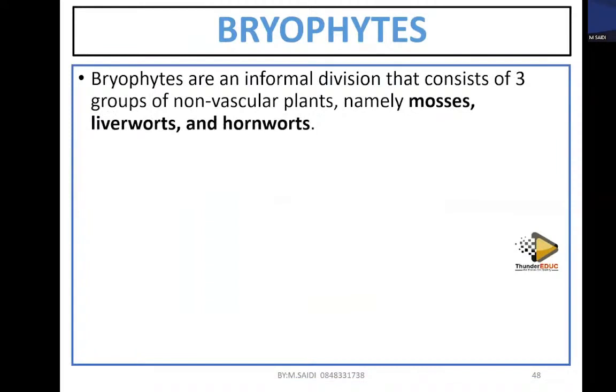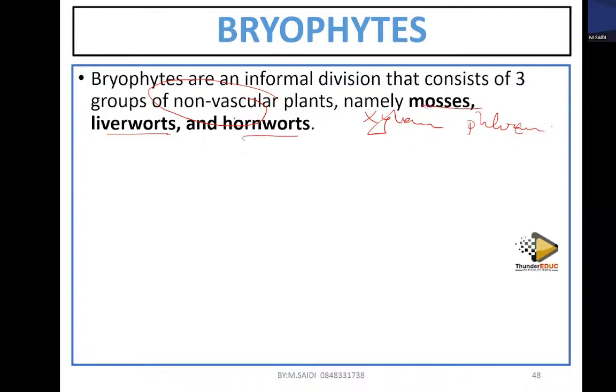Those groups, all of them are non-vascular plants. It means that when you talk about the word non-vascular, they don't have what we call the xylem and the phloem. They don't have them. So examples are moss, liverwort, and hornwort.